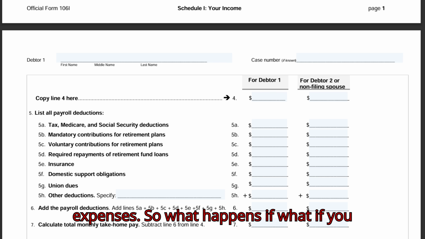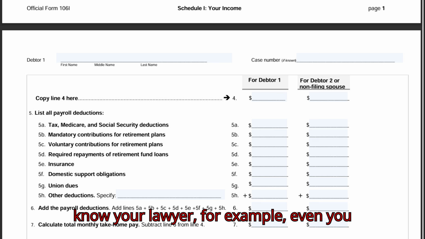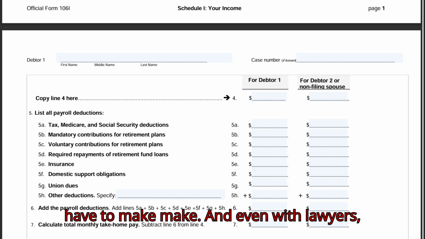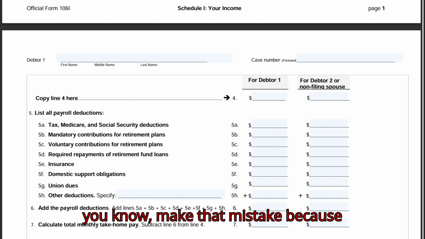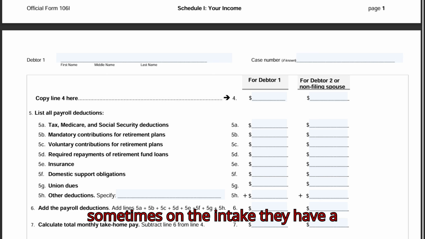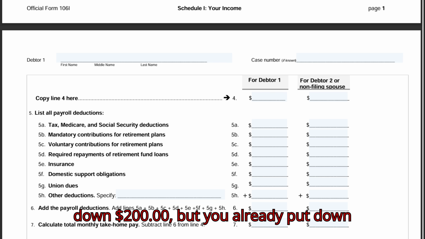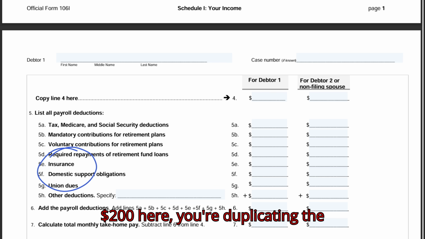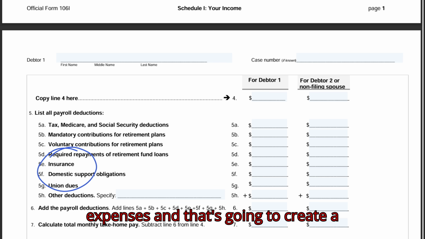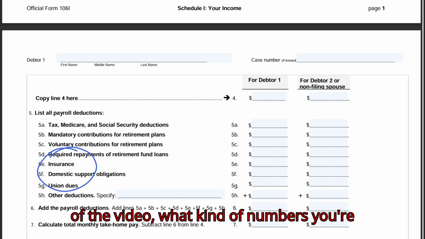So what if your lawyer, for example, even with lawyers you have to make sure you don't make that mistake. Because sometimes on the intake they have a separate section where they go over expenses again and ask if there's insurance. That's how my intake looks. So when you put yes and you put down $200, but you already put down $200 here, you're duplicating the expenses, and that's going to create a problem because the numbers don't match up. And we'll get into that at the end of the video, what kind of numbers you're looking for.